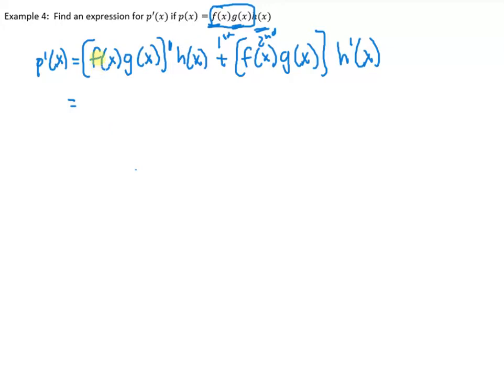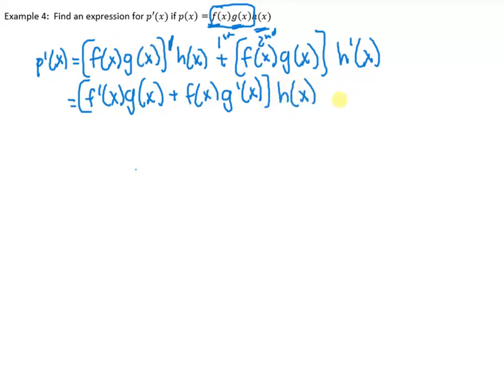So let's actually think about what the derivative of f at x, g at x is. Well, we know that it's f prime at x, g at x, plus f at x, g prime at x. Okay, that's what the derivative of that is. And then we'll put h at x. And then this is just normal, so we can do f at x, g at x, and then we can just write h prime at x.